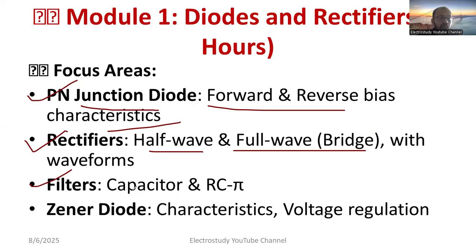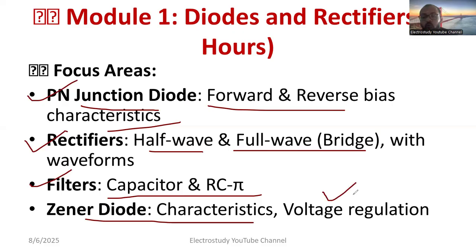Then you need to talk about the filters. What is the difference between a capacitor filter and an RC pi filter? They will ask for the individual explanation. Then explain the Zener diode characteristics, and how the Zener diode will act as a voltage regulator. With the help of equations and waveforms, you are supposed to explain. Where does it operate? You have to explain with a quadrant diagram so that your idea will be more clear. These are the focus areas from module 1.